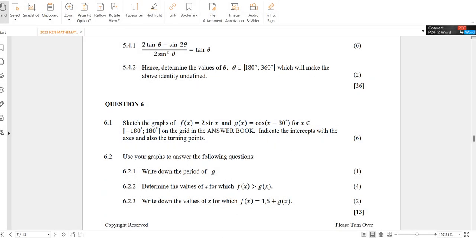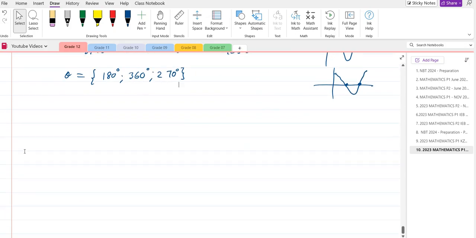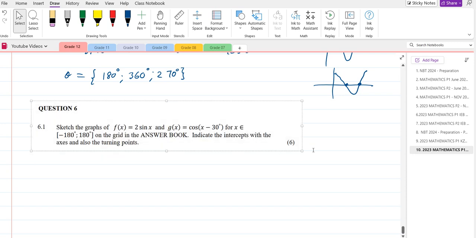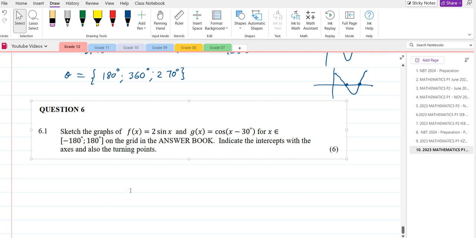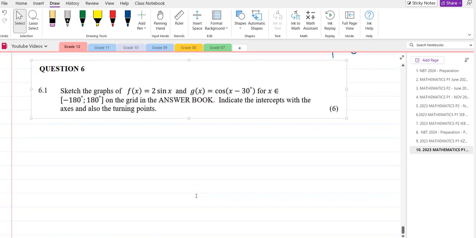Question number 6, which is on trig graphs. Sketch the graphs of f of x and g of x. We have f of x, which is 2 sine x, and g of x, which is cos of (x minus 30 degrees), for x an element from minus 180 to 180. I think I'm going to go with 30-degree intervals, alright? Indicate the intercepts with the axes and also the turning points.